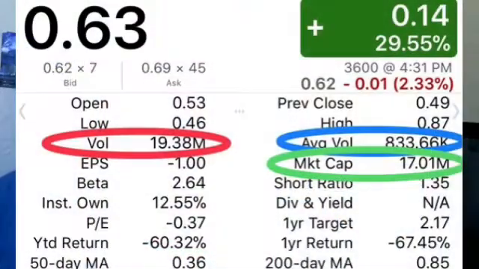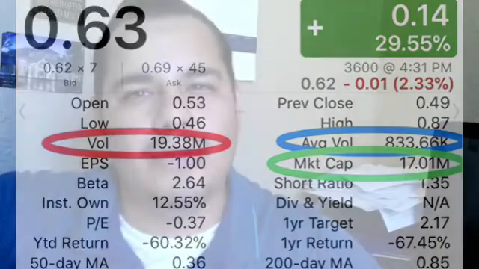So take a look at the volume, you guys. Make sure the volume is growing. Compare that volume to the market cap, all right, to make sure it's enough volume to move the stock. All right, you guys. So that is number 4, you guys. Now let's move on to number 5.